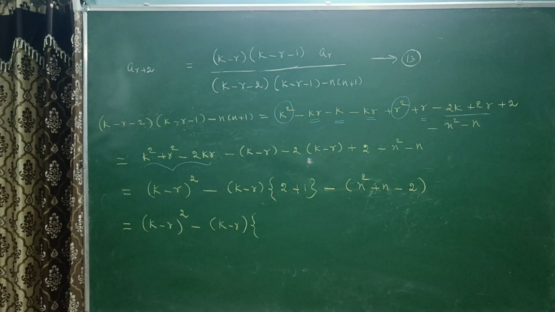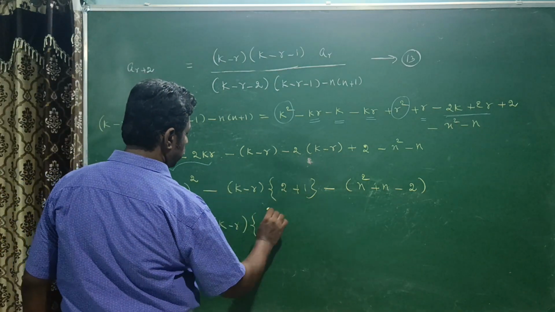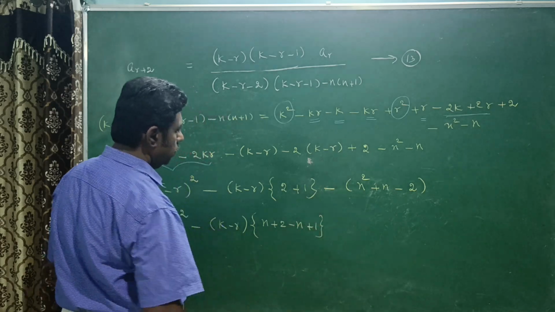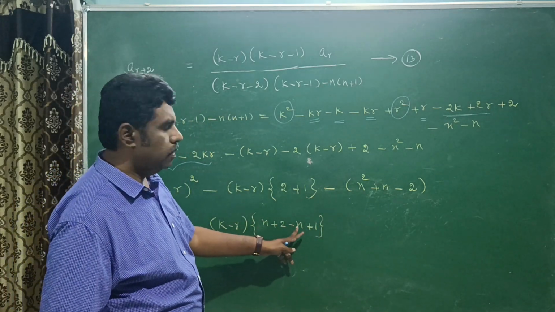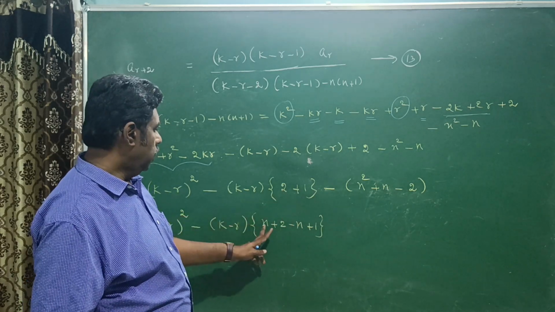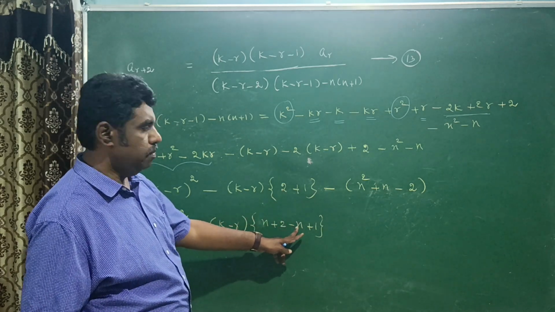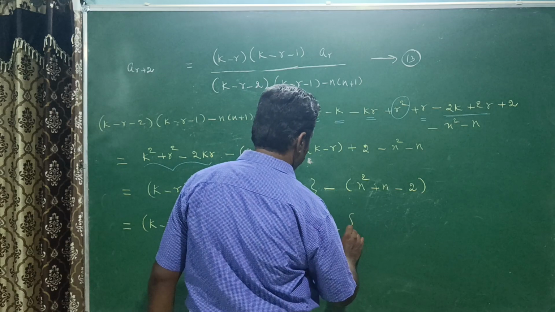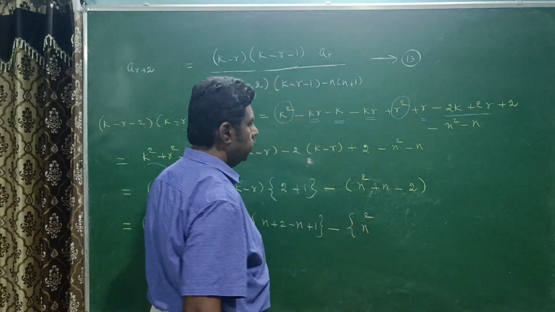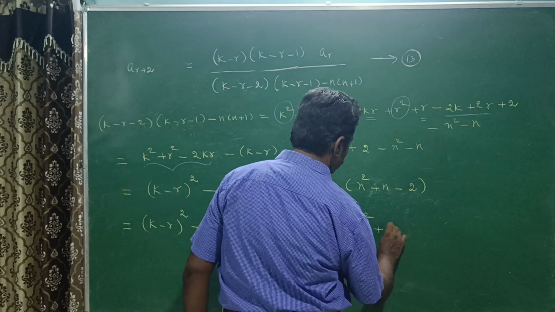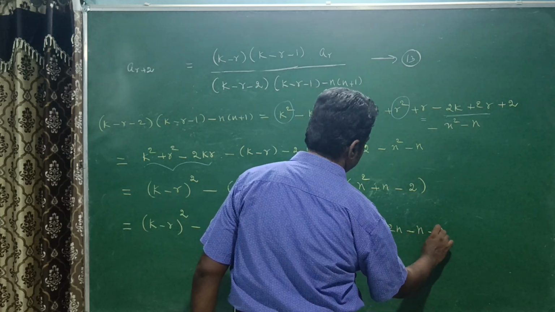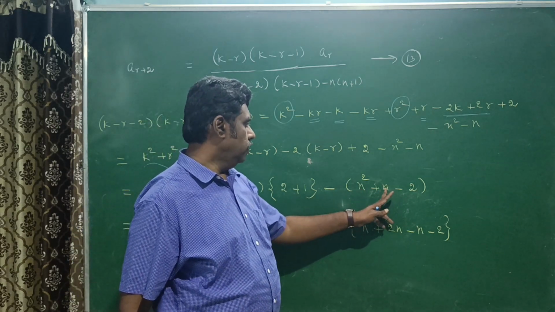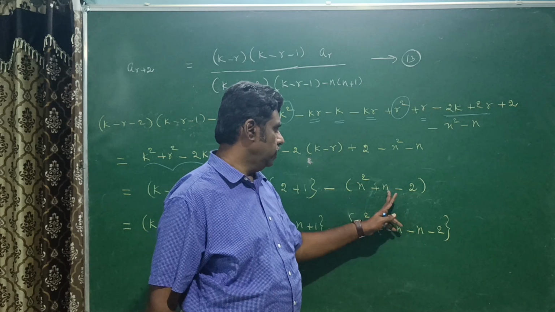For that, this term should be modified as n plus 2 minus n plus 1. See here, n minus n is 0: I have introduced one n and subtracted the same n. So n plus 2 minus n plus 1, minus of, here in n square, this n is modified as 2n minus n minus 2. Instead of n I have written 2n minus n, and 2n minus n is n, giving n minus 2.